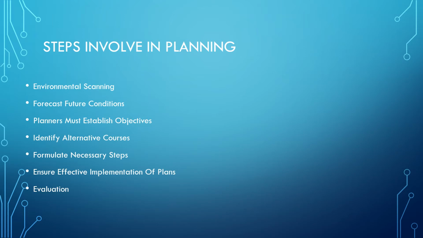Planners must establish objectives, which are statements of what needs to be achieved and when. Planners must then identify alternative courses of action for achieving objectives. After evaluating the various alternatives, planners must make decisions about the best courses of action for achieving objectives. They must then formulate necessary steps and ensure effective implementation of plans. Finally, planners must constantly evaluate the success of their plans and take corrective action when necessary.